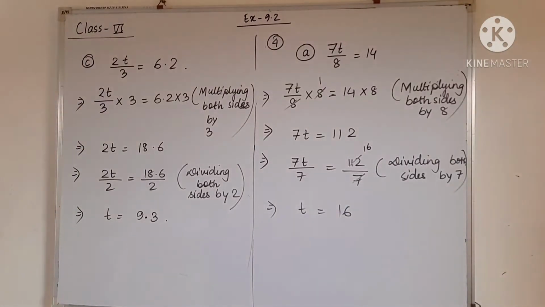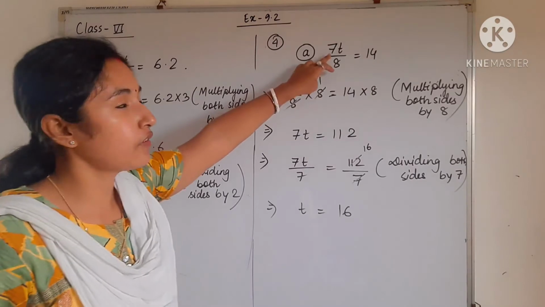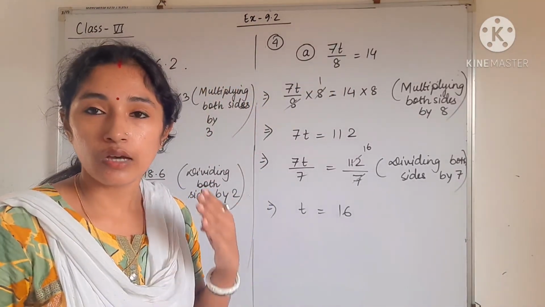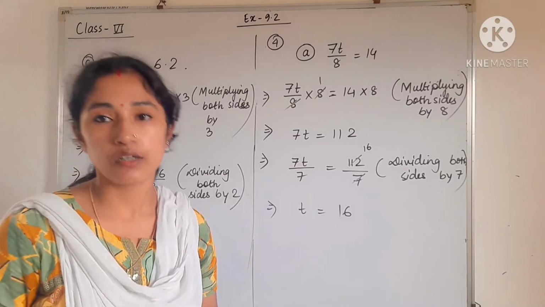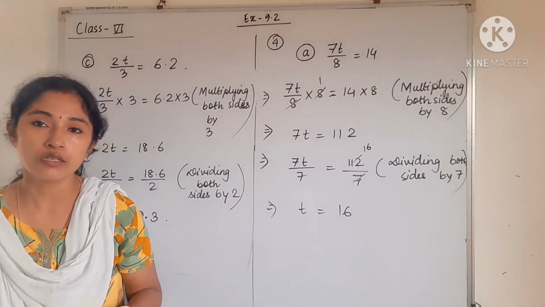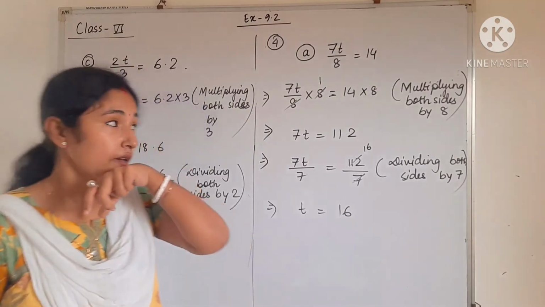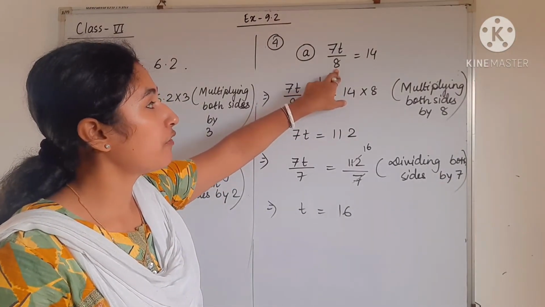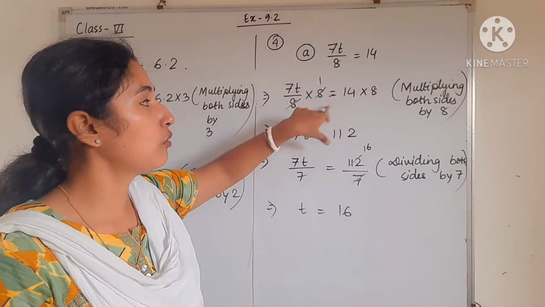So next question is number 4. Here you have to again solve and you have to find the value of unknown. Okay, so in A number you can see you have to find the value of t. T is unknown. So you have to do in a systematic way, as our method also says that we have to do in a systematic manner. Okay, so here first of all we have to remove the 8. For removing 8 we have to multiply by 8 on both sides.